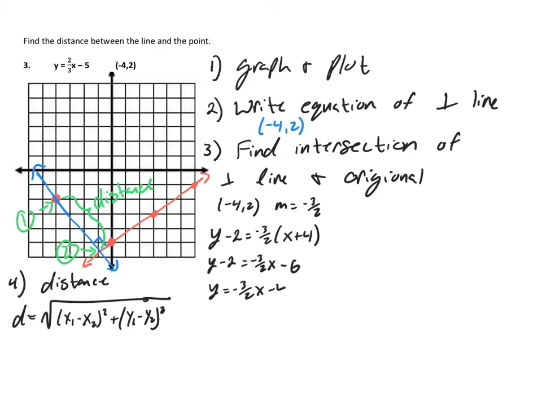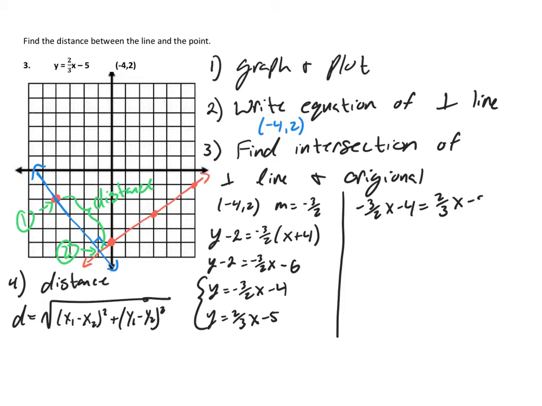Okay, so now that we have the equation of our perpendicular line in slope-intercept form, we can go ahead and solve our system. So the system we're going to be solving is this equation that we just found, and then our original line, so y equals 2/3 x minus 5. So we need to solve this system to get our intersection point. So in order to do that, we'll just use substitution, so essentially setting those right-hand sides equal to each other. So -3/2 x minus 4 equals 2/3 x minus 5.